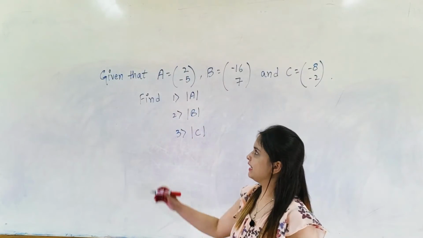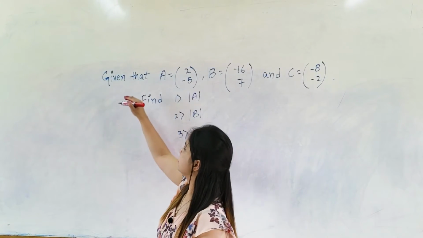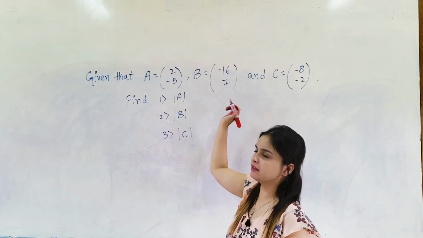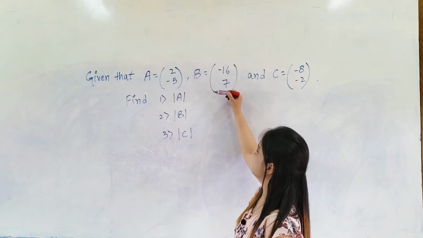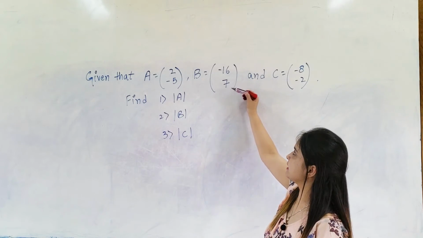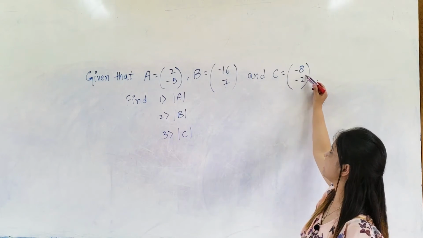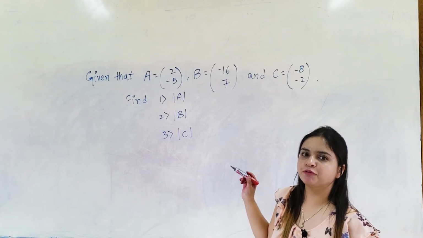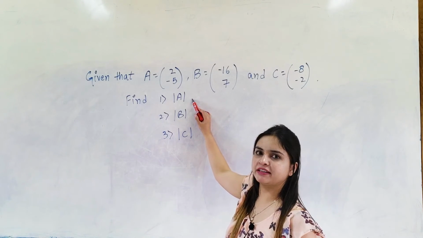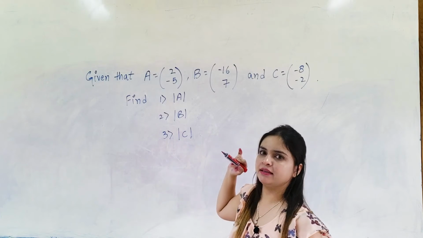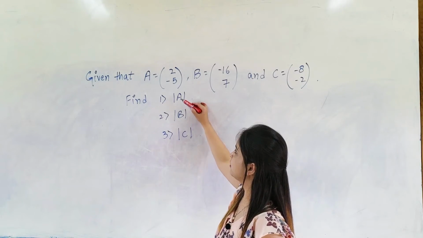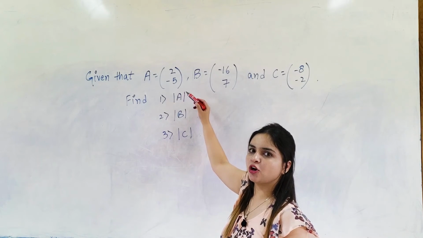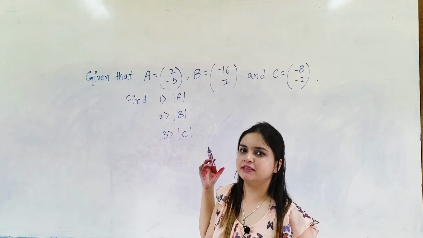In my new example, three vectors are given. Vector A is 2 and minus 5. Vector B is minus 16 and 7. Vector C is 8 and minus 2. I have to find the magnitude of vectors A, B and C. How do I know that I have to find the magnitude? Because of the mod sign. Mod sign always means that you have to find the magnitude.